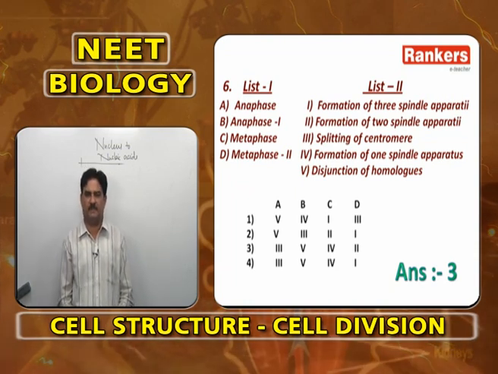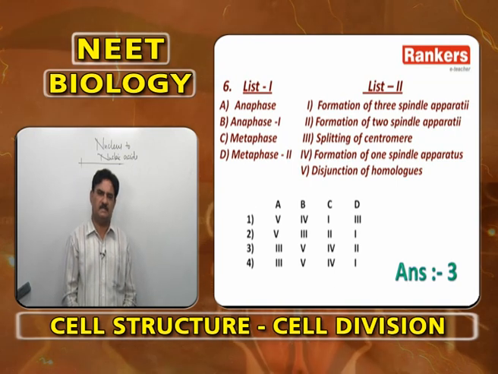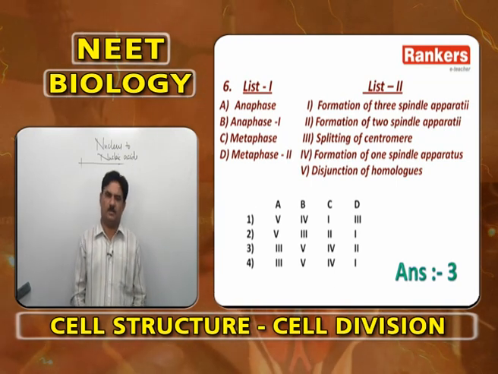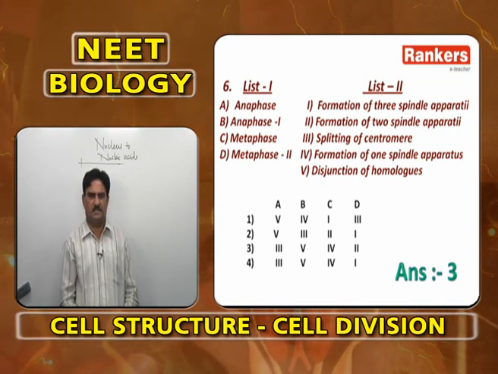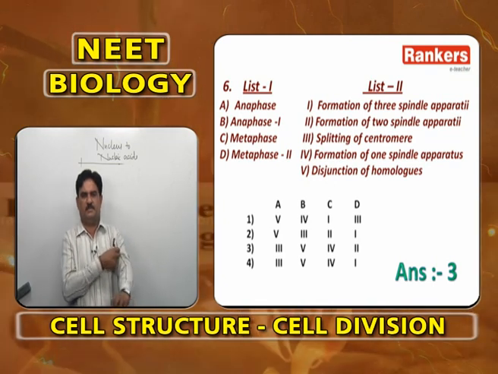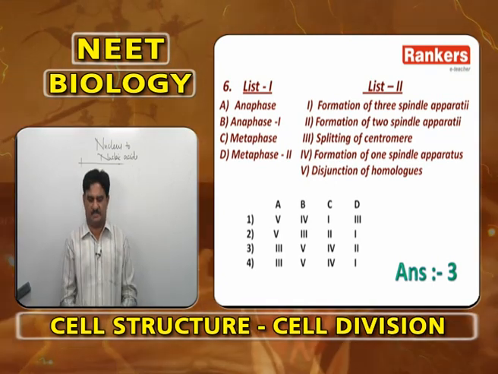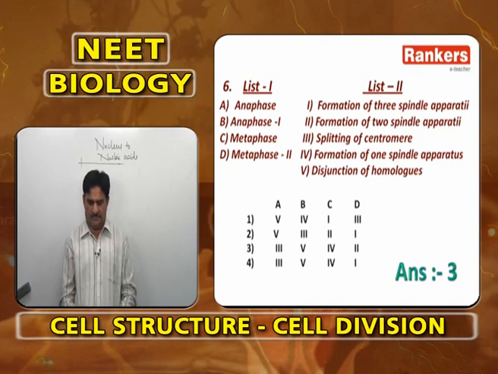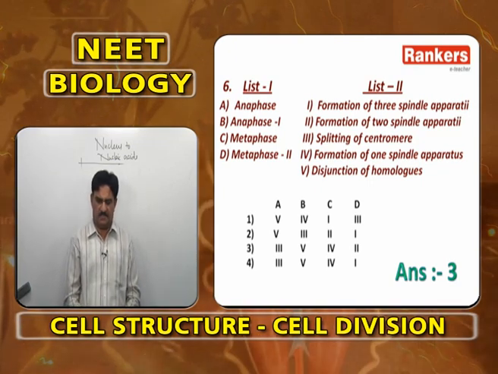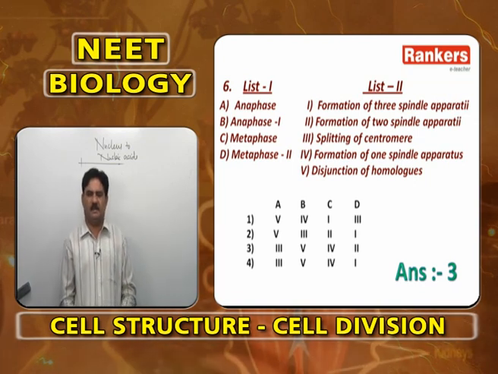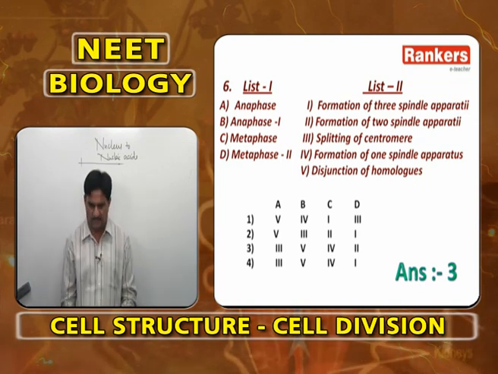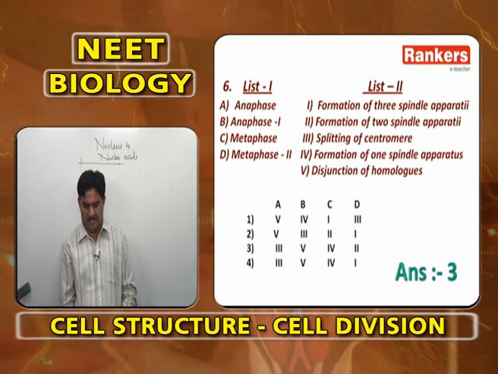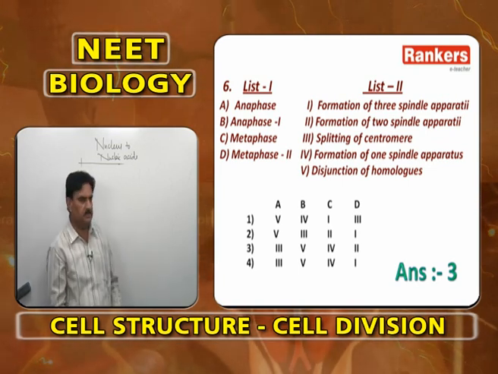Homologous chromosomes, diploid, get separated into haploid sets or genomes, and genomes are pulled towards their respective poles. This pulling of genomes towards their respective poles with the help of spindle fibers is called disjunction of homologous chromosomes. Then C4, metaphase 1, formation of 1 spindle apparatus. In one cell, only 1 spindle apparatus is formed during metaphase 1. Metaphase 2, formation of 2 spindle apparatus.